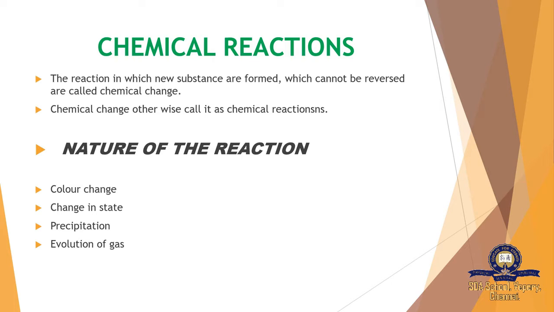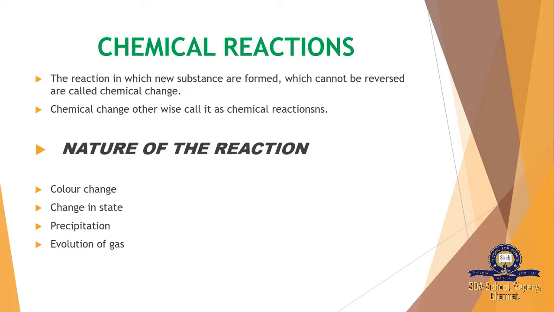A chemical reaction is a reaction in which new substances are formed which cannot be reversed, also called a chemical change. Chemical change, otherwise called a chemical reaction. So all chemical reactions are irreversible. We can get a new substance. Now you can see the nature of the reaction.